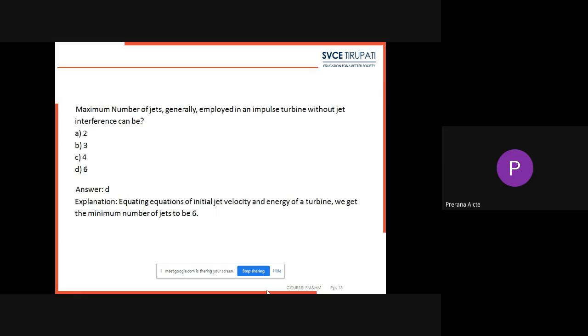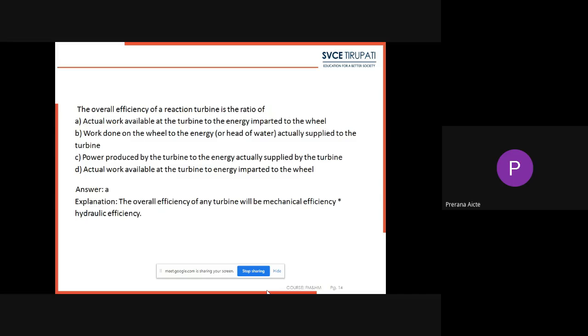Next question. The maximum number of jets generally employed in an impulse turbine without jet interference can be 6. So equating the initial jet velocity and energy of a turbine, we get the number of jets to be 6. The overall efficiency of a reaction turbine is the ratio of actual work available at the turbine to the energy imparted to the wheel. So the overall efficiency of any turbine will be mechanical efficiency times hydraulic efficiency.